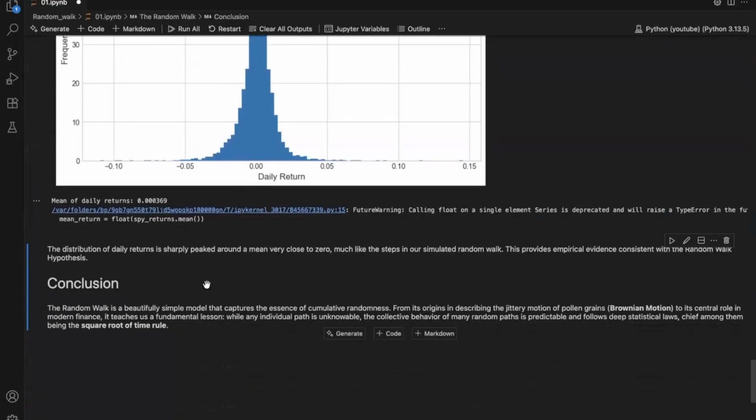So, the random walk is a deceptively simple model that describes the nature of cumulative randomness everywhere. From its origin in describing the physical phenomenon of Brownian motion to its central role in modern finance, it teaches us a profound lesson. While any individual path is completely unknowable, the collective behavior of many random paths is highly predictable and follows deep statistical laws, with the most important being the square root of time rule. It is a beautiful example of order emerging from chaos.